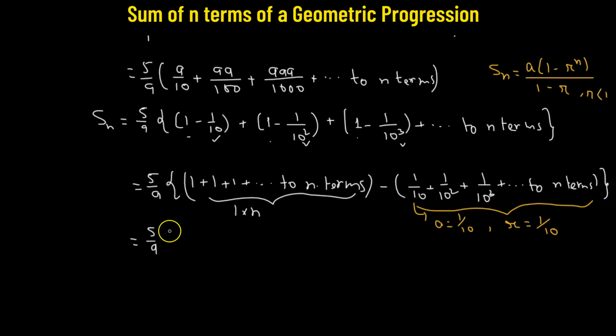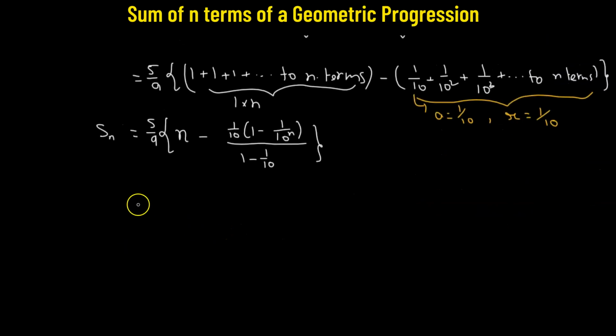So let's begin. Our sum is simply going to be n minus, and here our first term is 1 over 10, multiplied to 1 minus 1 over 10 raised to the power of n, whole divided by 1 minus 1 over 10. So let's simplify this. So this is our sum. Further simplification then gives us 5 over 9 multiplied to n minus, and since the denominator is 9 over 10, 1 over 10 divided by 9 over 10 is simply 1 over 9, whole multiplied to 1 minus 1 over 10 raised to the power of n. And this is going to be the sum up to n terms of the given series.